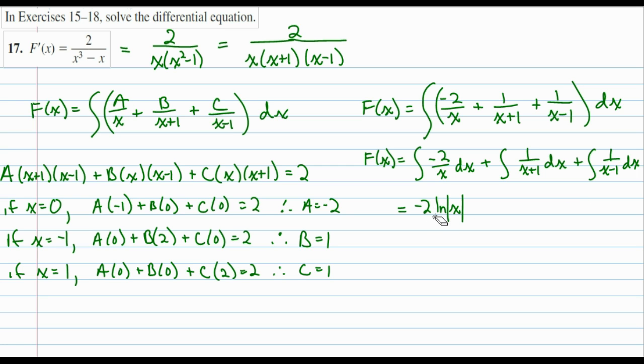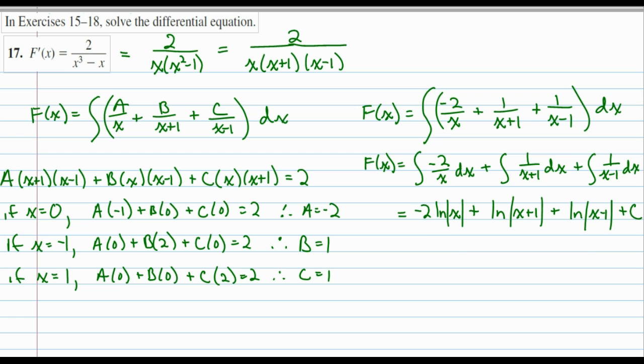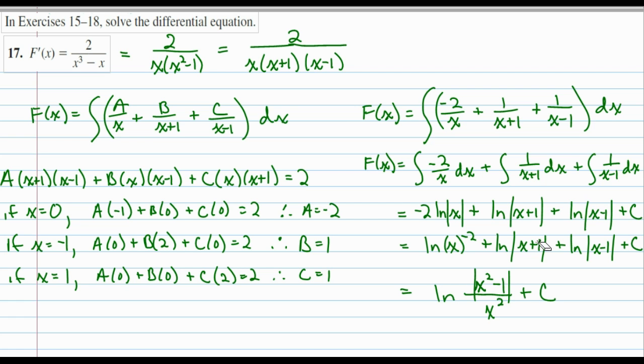That would be negative 2 as the coefficient of the natural log of the absolute value of x, plus the natural log of the absolute value of x plus 1, plus the natural log of the absolute value of x minus 1. If I want, I can make that negative 2 an exponent. Since I have addition between all of these logs, technically they all get multiplied together, but that negative 2 exponent drops the x squared down to the denominator, and x plus 1 times x minus 1 is x squared minus 1, still in absolute value. This would be my final solution to this differential equation using partial fractions.